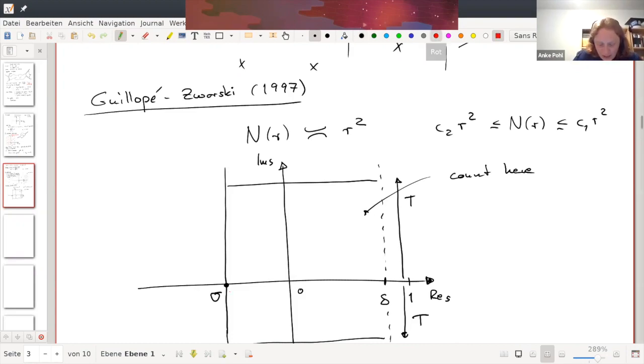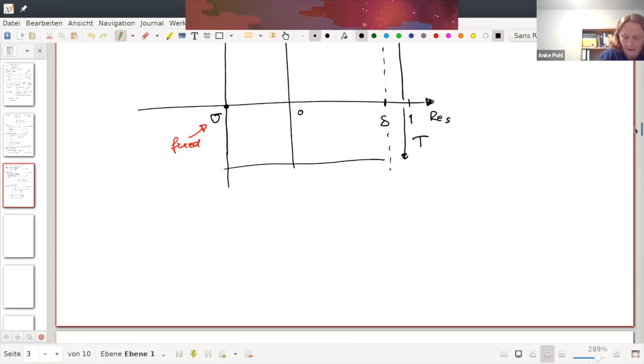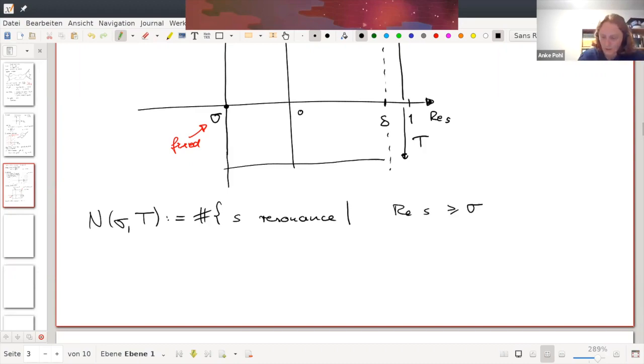So we want to count here. The sigma is fixed. And the T will go to infinity. So the counting function now reads like this. Here's sigma and the T. That should be an R. So all the resonances which have real part at least sigma, so it's in the box, and the imaginary part is bounded by T.